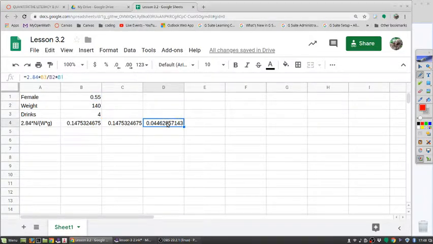So parentheses matter, and part of this class is getting used to how to apply the order of operations when using a calculator or a spreadsheet. So I'm going to delete that last one, and I don't need this one. I was just playing around.